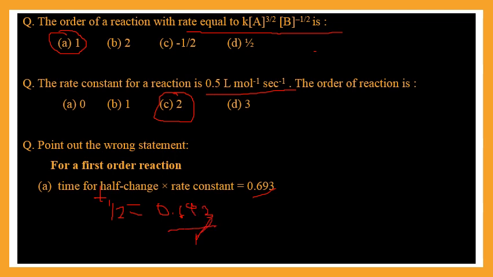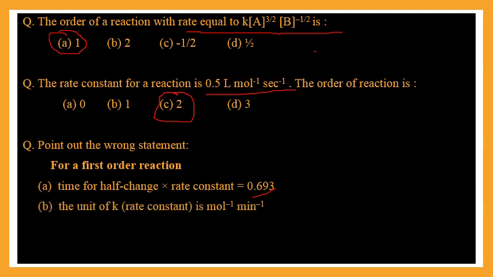So when the rate constant and the time for half change get multiplied, that is, on cross multiplying, T half, or the time for half change, into rate constant will be equal to 0.693. So the first statement is correct.